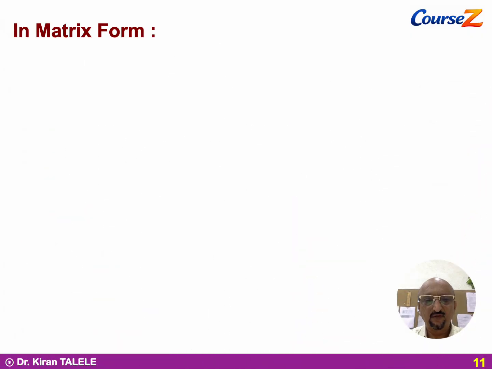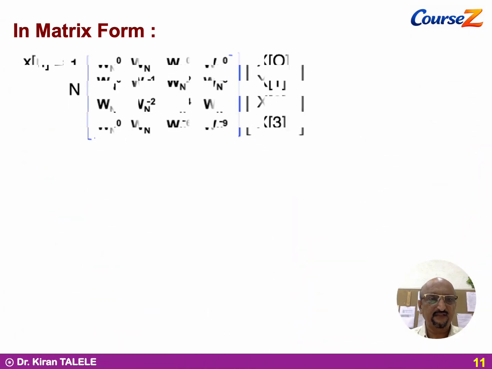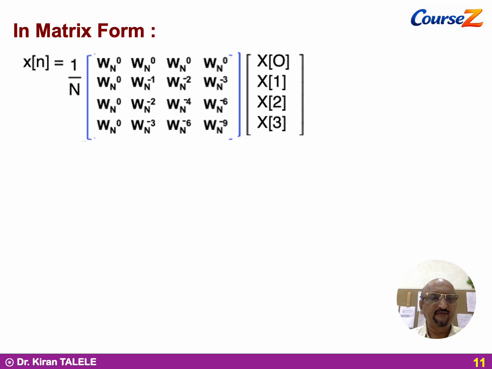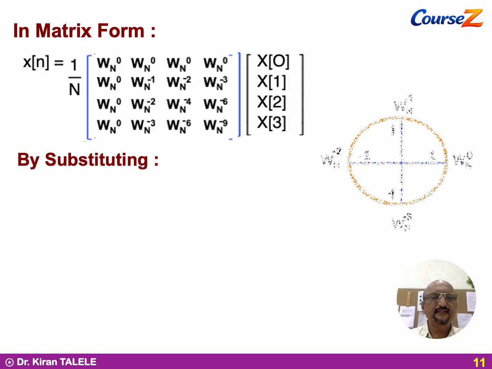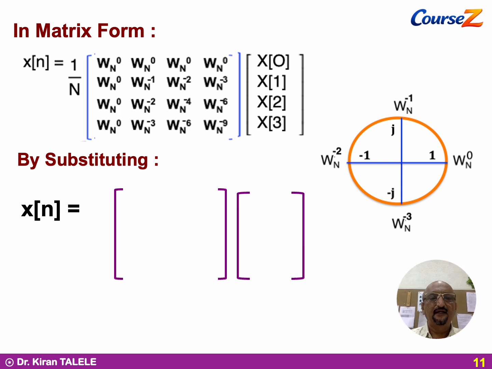Because n equal to 4, we can use this matrix operation for the IDFT. All twiddle terms with negated power. It's the same DFT matrix, the only difference is that the power is negated. To find the negative power of the twiddle factor, we have to go in the anti-clockwise direction. W to 0 is 1, so the first row will be 1. Second row, go in the anti-clockwise direction: 1, j, minus 1, minus j.